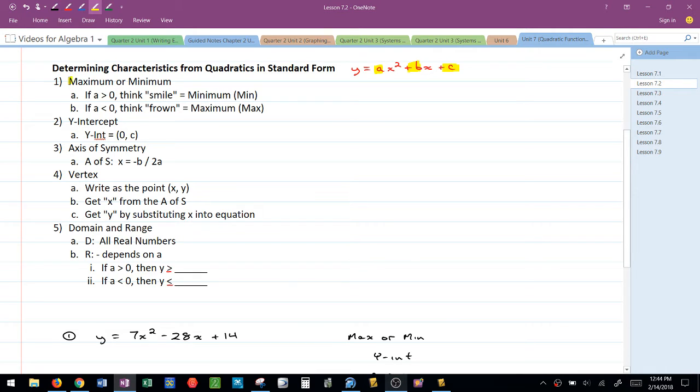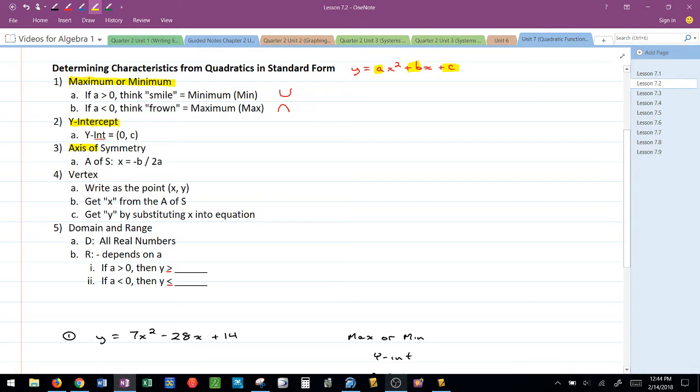The first thing we have to do is decide, is it a max or a min? If a is greater than 0, think smile, which gives us a curve that appears or gives us a minimum. If a is less than 0 or negative, think frown, which tells us we're dealing with a maximum. The second thing that we have to discover is the y-intercept. The y-intercept is simply 0, c. It's 0 and the constant value of the quadratic.